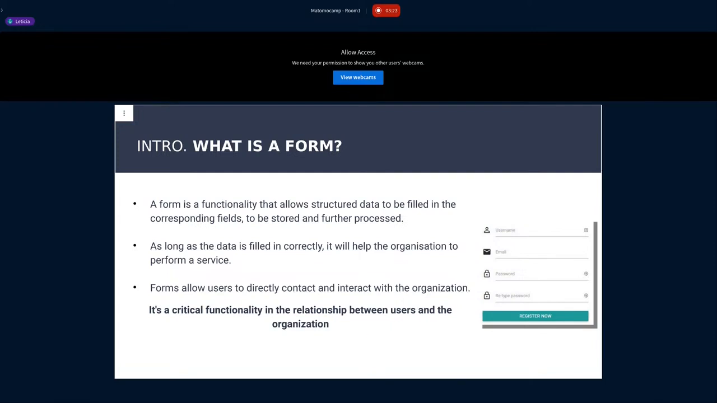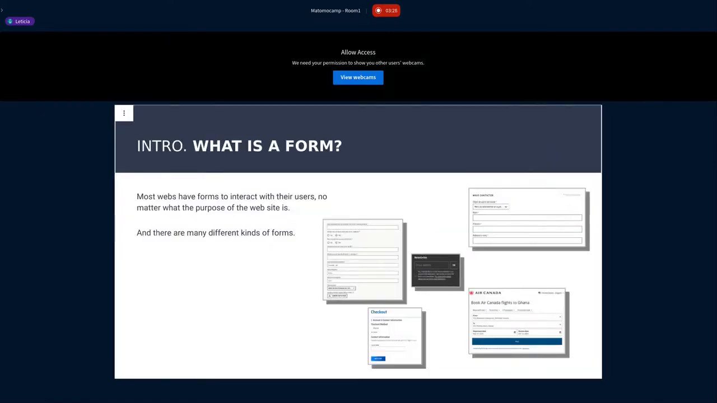As this is critical, we can see every day that most websites have forms to interact with their users, no matter what the purpose of the website is. We can see that there are a lot of kinds of forms. Most of them share the same characteristics, given that forms consist of questions which must be clear, concise, and of course focused on the topic or the purpose of the request. But in the end, a form is defined by and structured depending on the necessary information that needs to be collected. We can have different kinds of forms.